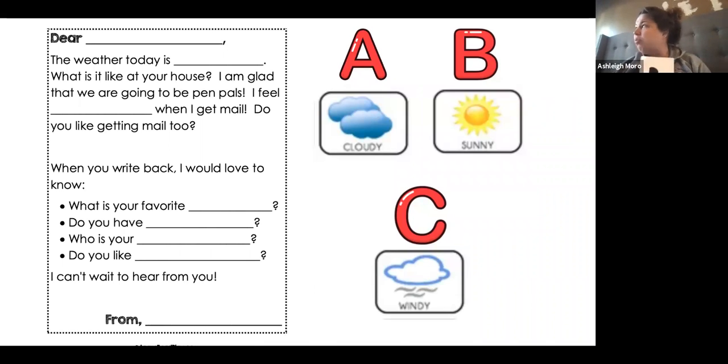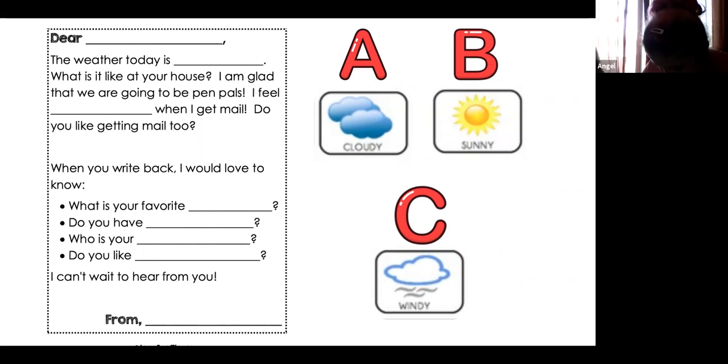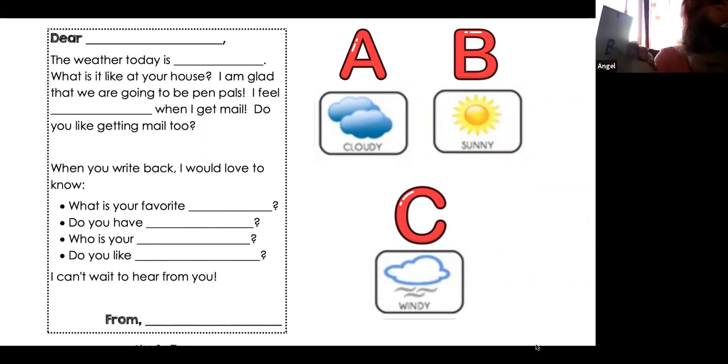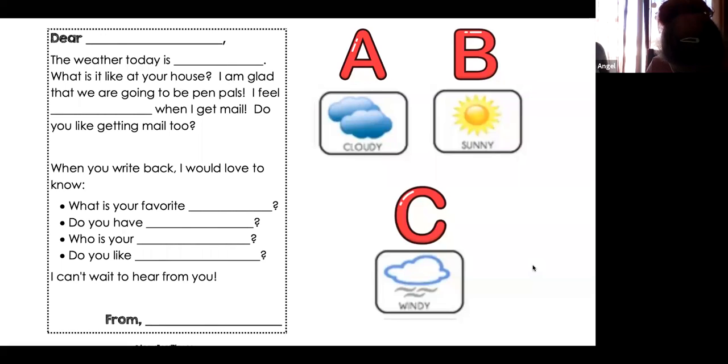So we need to know what the weather is like at your house. Is it A? Oh, guys, you never tell me when I get my letters wrong. Is it A, cloudy, B, sunny, or C, windy? I think it's windy. Sunny. Yeah, it's windy. Partly cloudy. Kind of tricky because it's a little windy out here too.